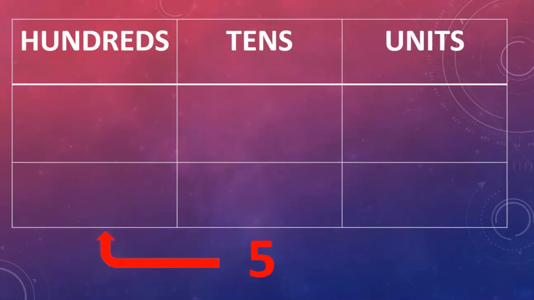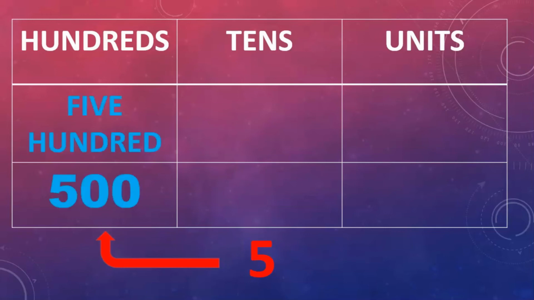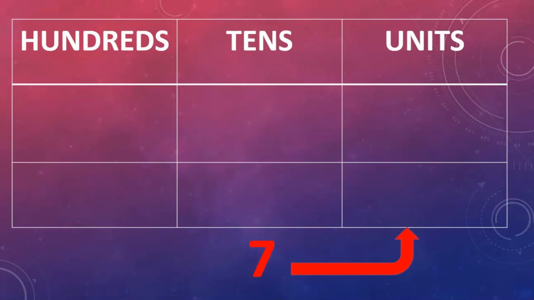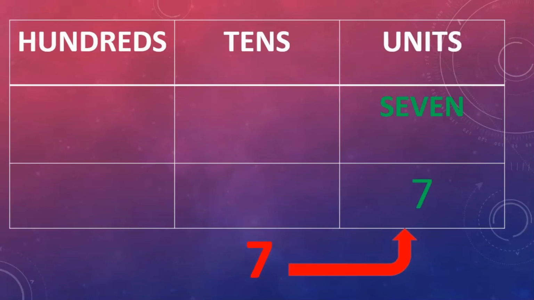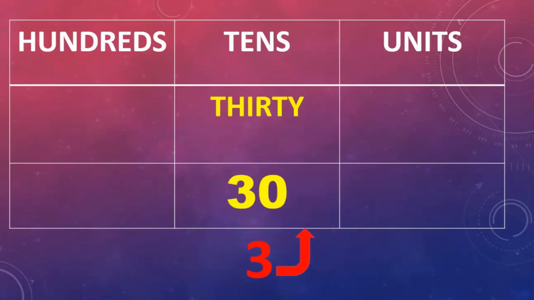Let's try the number 5. If I place the number 5 here in the hundreds column, what is the value of the number 5? What is the 5 going to represent? It's going to represent 500. What if I put number 7 in the units column? What is the value of that number 7? That's right, it's going to be 7. What about the number 3? If I place the number 3 in the tens column, its value will be 30. 3 tens, 3 egg cartons, which has 30 eggs in them.